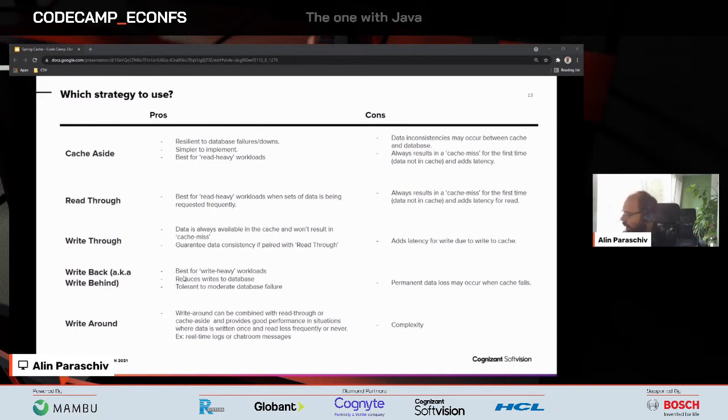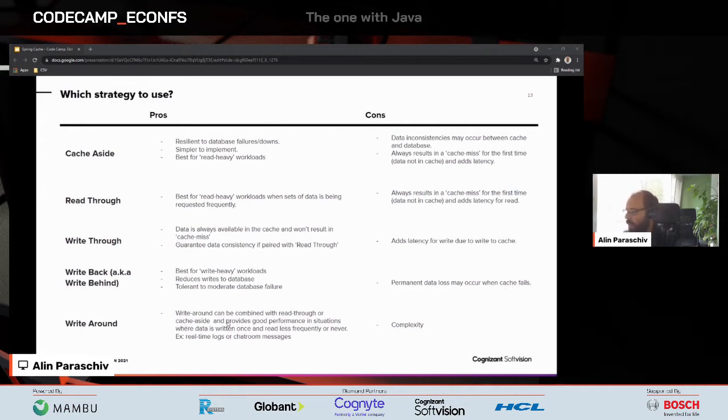For write back, it is suited for write-heavy workloads and reduces writes to the database, and it's tolerant to moderate database failures. Permanent data loss may occur when the cache fails, as a con.